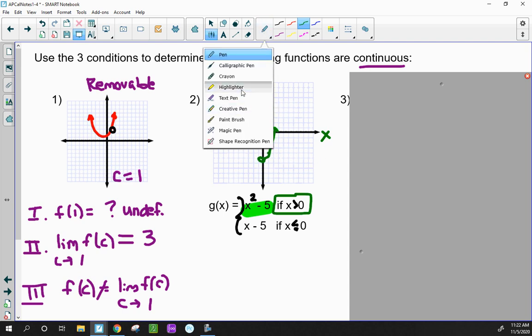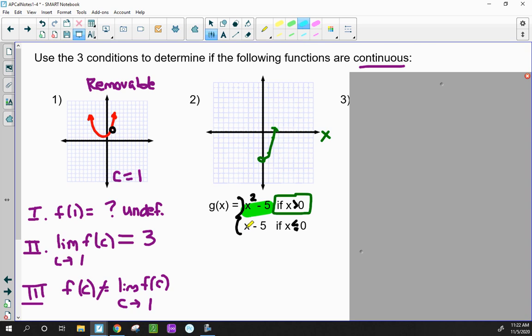Alright, next we are going to go, let's go with blue. We're going to graph y, g of x, is equal to x minus 5. And so based on algebra 1, we know to go to negative 5 and go up 1, right 1, up 1, right 1, and so forth. It's just a diagonal line.